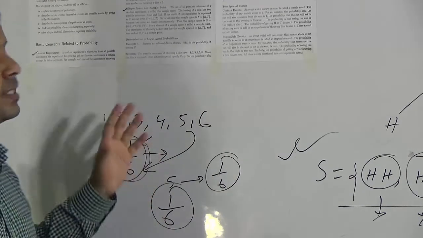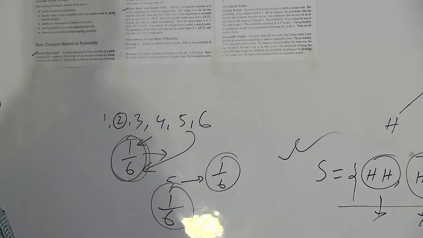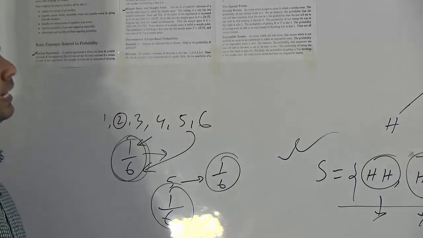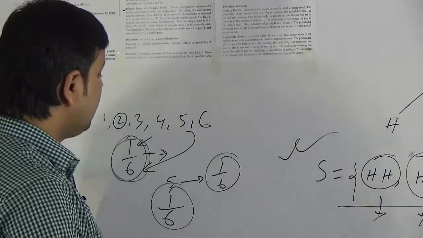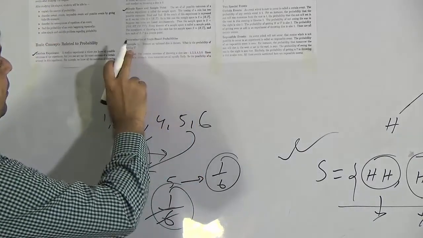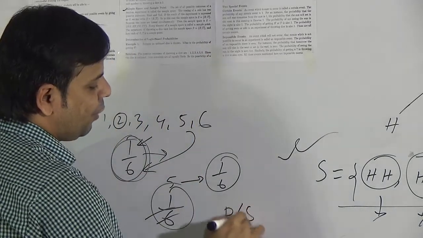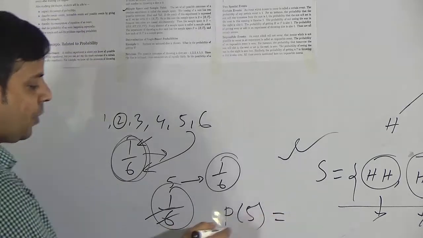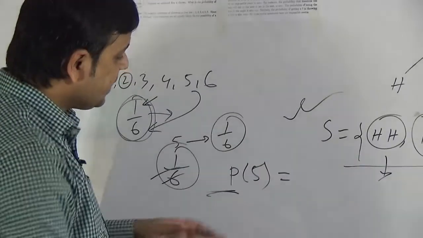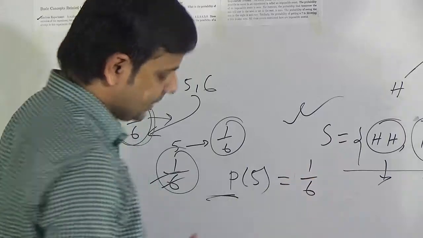So these events are not mutually exclusive. These events are equally likely events. Here the question is the possibility of getting 5. We can denote probability by P of 5, or P5, that is 1 by 6.